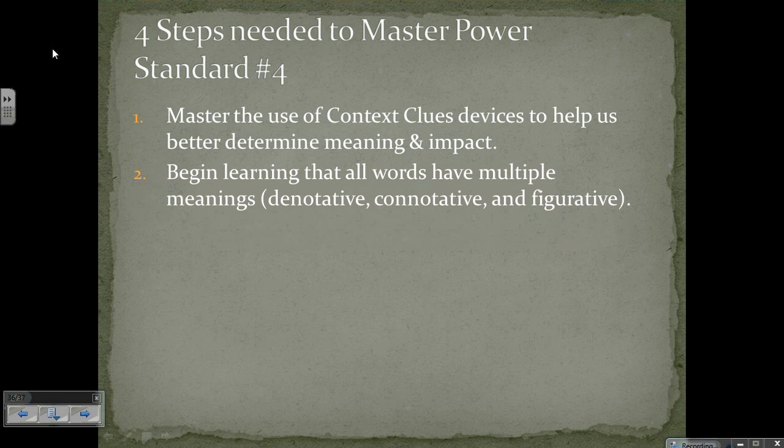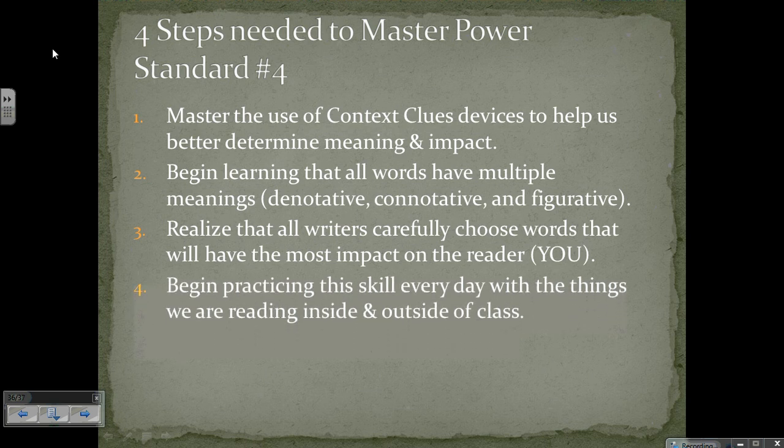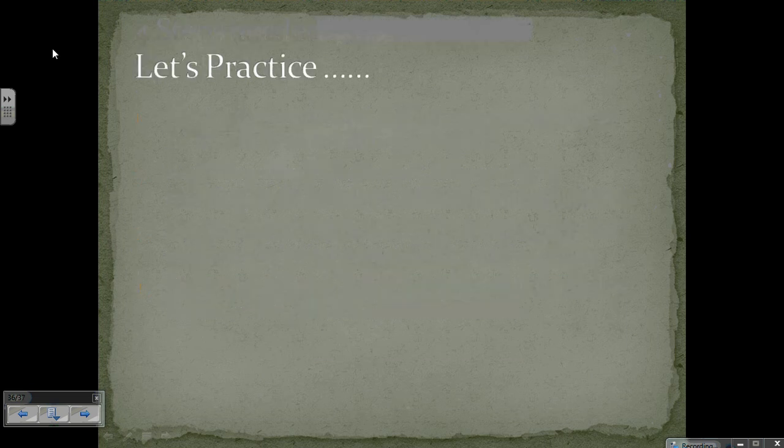You want to begin learning that all words have multiple meanings, denotative, connotative, and figurative. Remember, denotative is that dictionary literal meaning of a word. Connotative is the emotional connection you make to a word, and figurative is the deeper meaning that a word can have. 3, realize that all writers carefully choose words that will have the most impact on the reader, you. And lastly, 4, begin practicing this skill every day with the things we're reading inside as well as outside of class. So let's practice one real quick.